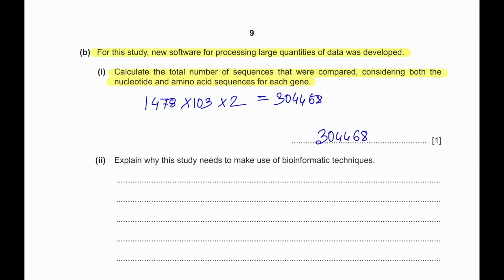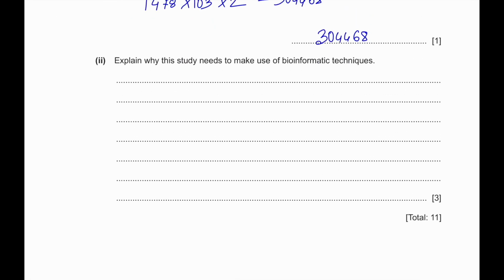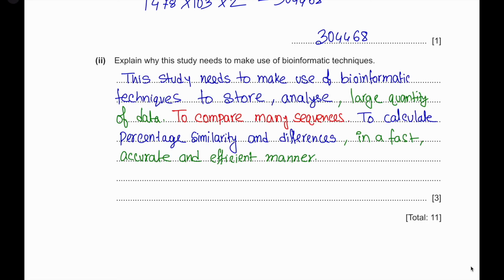304468. Explain why this study needs to make use of bioinformatics. So basically this study needs to make use of bioinformatic techniques to store and analyze large quantities of data, to compare many sequences, and to calculate percentage similarity and differences within the sequences in a fast, accurate and efficient manner. We need bioinformatics.